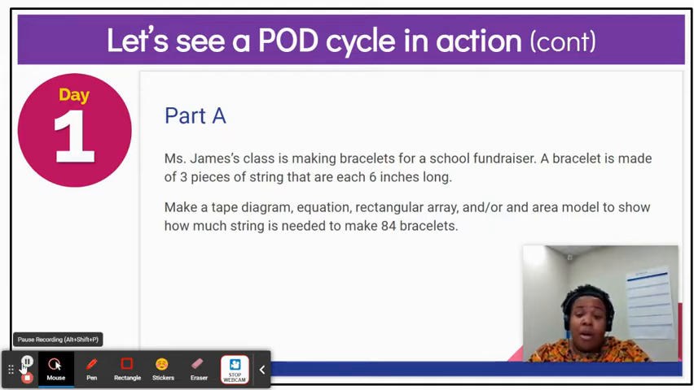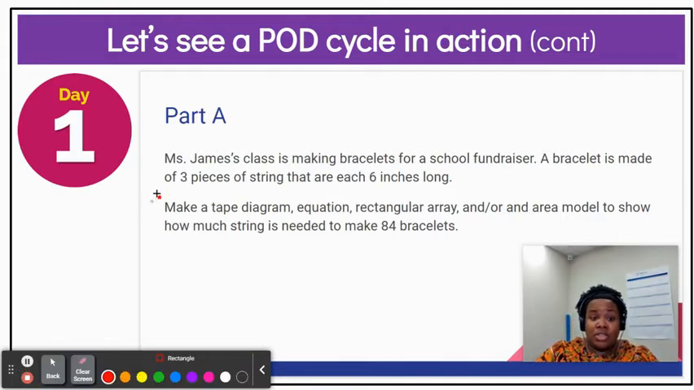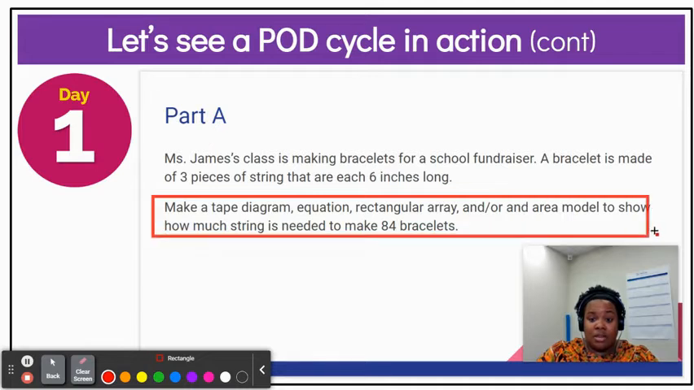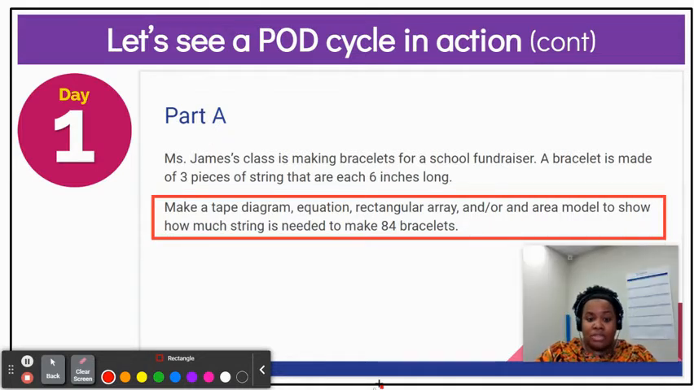Here's an example of part A of your POD cycle. This is what you would do in the first day. Notice how what students are asked to do is to make a tape diagram, equation, rectangular array, and or area model to show how much string is needed to make 84 bracelets. The students are not being asked to find out how much string. They're being asked to model it. It's important to train students to make sure that they're only doing this piece of it on day one.